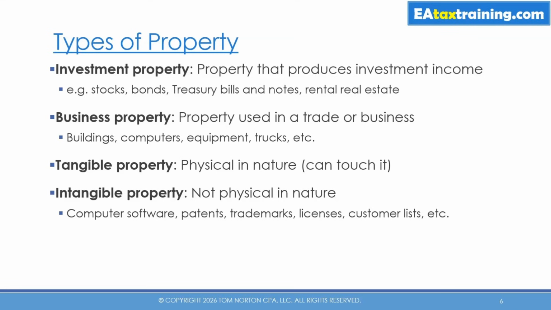Then we look at tangible versus intangible property. Tangible property means it is physical in nature, so you can reach out and touch it. And then intangible property is not physical in nature. So it would include things like computer software, patents, trademarks, licenses, customer lists, things like that. So one example would be a computer. If you've got a laptop computer, the computer itself is tangible property, but all the software that runs on the computer is intangible property. So that is one example.